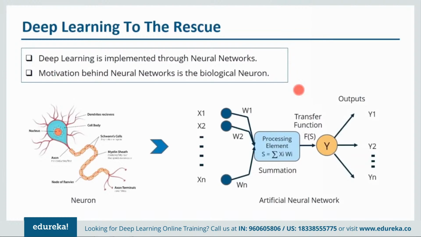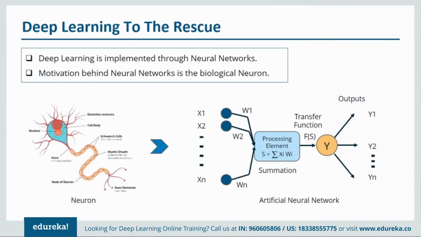Deep learning is implemented with the help of neural networks, and the motivation behind neural networks is neurons. What are neurons? These are nothing but your brain cells. Here is a diagram of a neuron. We have dendrites here, which are used to provide input to our neuron. As you can see, we have multiple dendrites, so that many inputs will be provided to our neuron.